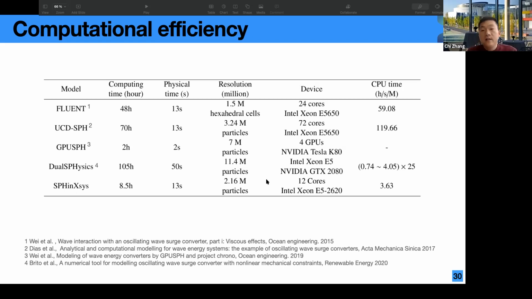We can see here that in this simulation, we do not use GPU acceleration, only the CPU. So it means that if we run the simulation for 2 million particles and for about 13 seconds of physical time, it only requires 8 hours. It means that you do your coding work for the whole day, and before you go home, you just send your simulation work to your desktop, and then the next morning you can see the results.